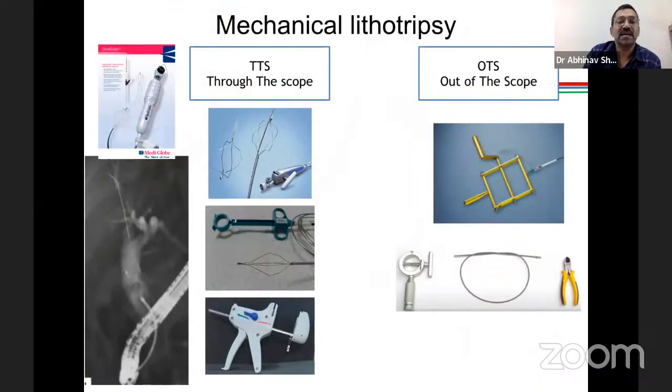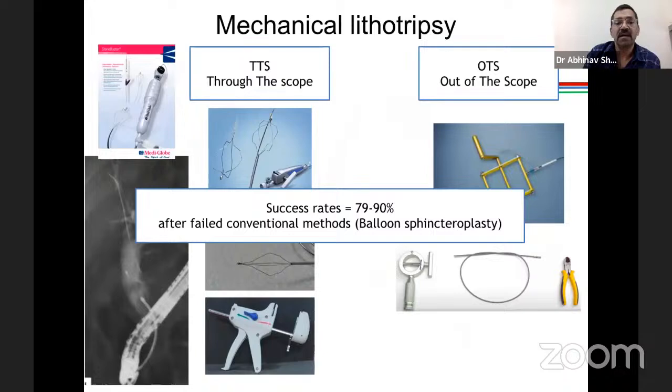Now coming to next step, mechanical lithotripsy. So in a situation where stone is very large and lower CBD is narrow, we have to resort to mechanical lithotripsy. Two varieties are available. One is through the scope lithotripters, where there is a metal sheath and basket which you can insert through the scope without need to remove the scope. And others are out of the scope lithotripters, which are available in the market. Now, success rate of these techniques is 79 to 90% after failed conventional method, which is biliary balloon sphincteroplasty for removal of large stone.